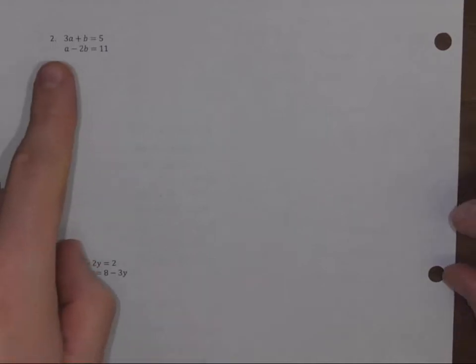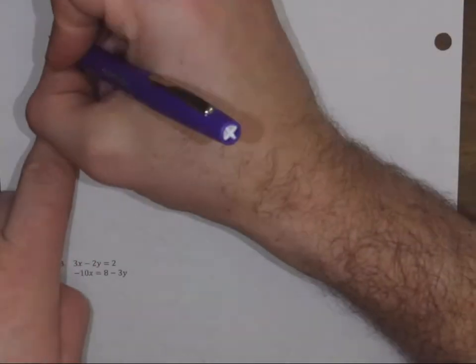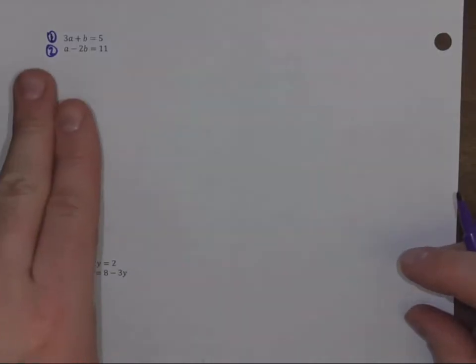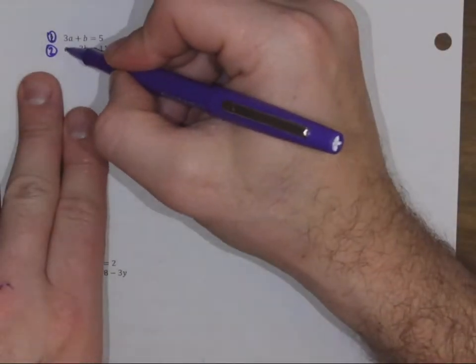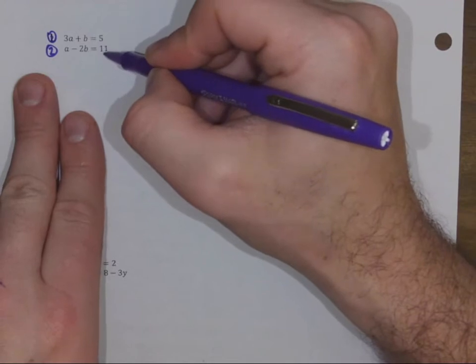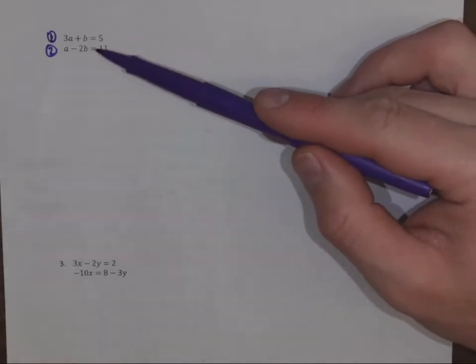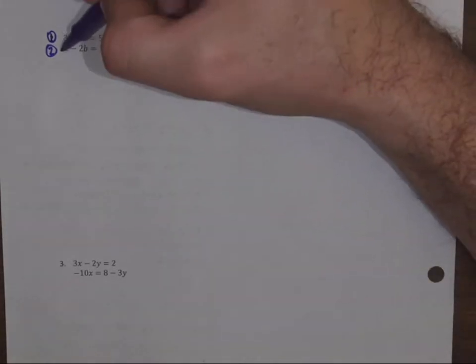Okay, let's follow those steps. First step, label the equations. Equation 1, equation 2. Second step, line up the variables. A over top of A, B over top of B, constant over top of constant. Next step, multiply either equation or both to try and get the coefficient the same.